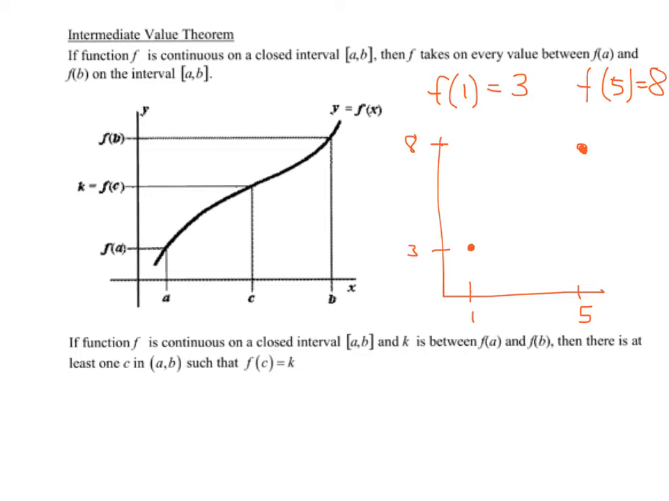So what it's saying is any value between 3 and 8, any y value between 3 and 8 will eventually be reached, because any value here is eventually going to be reached no matter what, no matter how the function gets drawn. So this is saying that there is some value c between 1 and 5 such that f of c will equal wherever my k is.